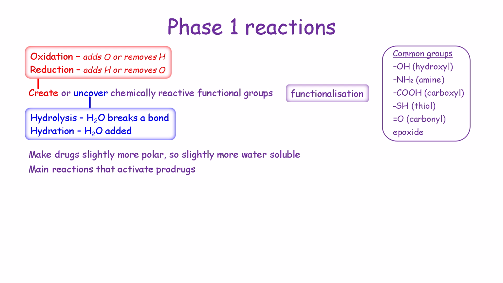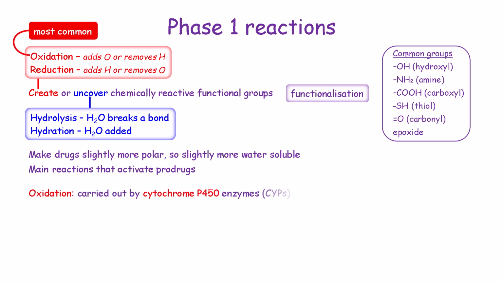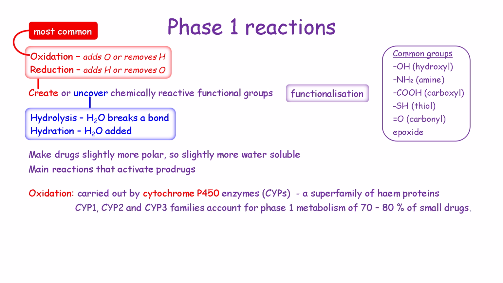The most common type of phase 1 metabolism is oxidation. It is mediated by cytochrome P450 enzymes, abbreviated to CYPs. They are a large superfamily of heme proteins with a variety of functions. However, the CYP1 to 3 families account for the majority of phase 1 metabolism of small drugs. In fact, the CYP3A4 isoform accounts for half of all reactions.